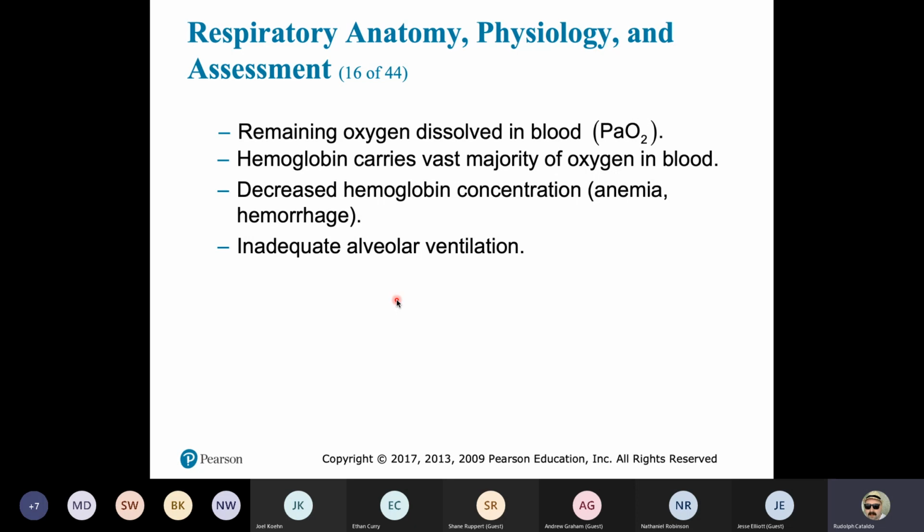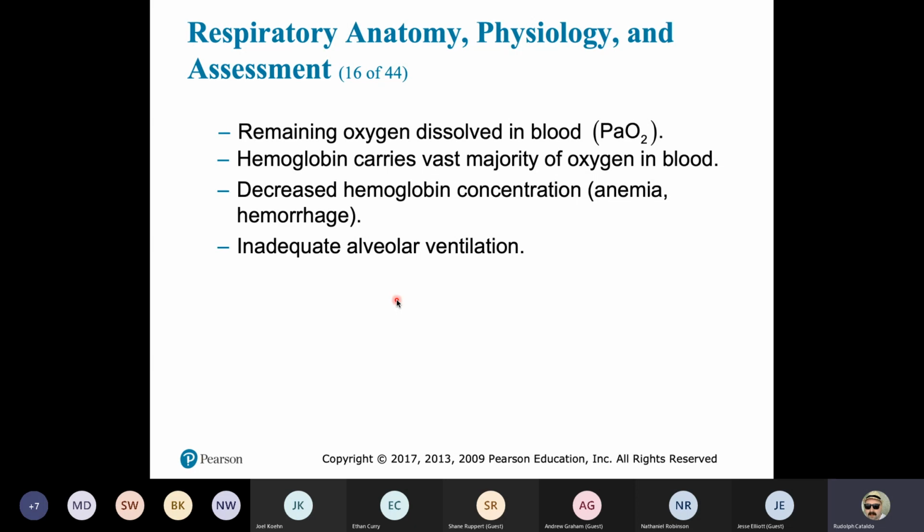Hemoglobin carries the vast majority of oxygen in the blood. That is what oxygen attaches itself to. So if somebody is low on hemoglobin, i.e., somebody's anemic or they have severe bleeding or hemorrhaging, what can happen to their pulse ox reading? It can go down.